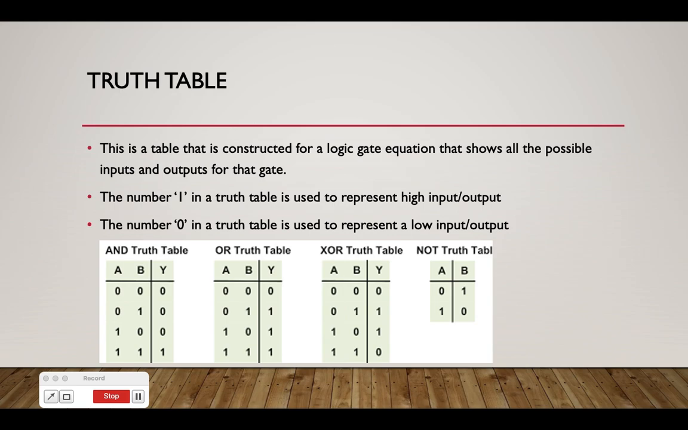So now we're going to talk about truth tables. It's a table that's constructed for a logic gate equation that shows all the possible inputs and outputs for that gate. So the number 1 in a truth table is used to represent high input or high output. The number 0 is used to represent a low input or low output.